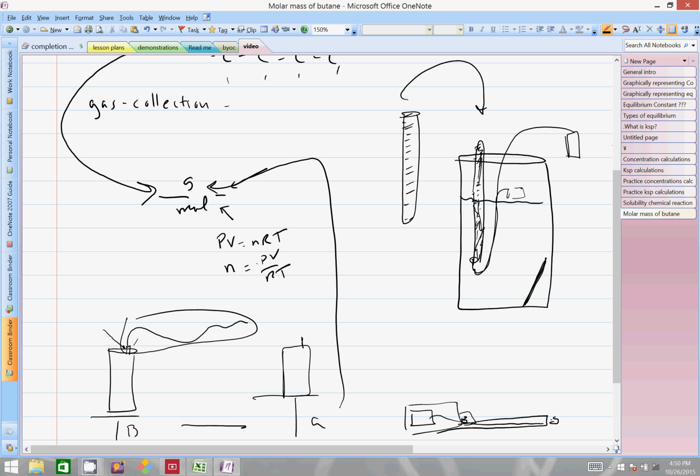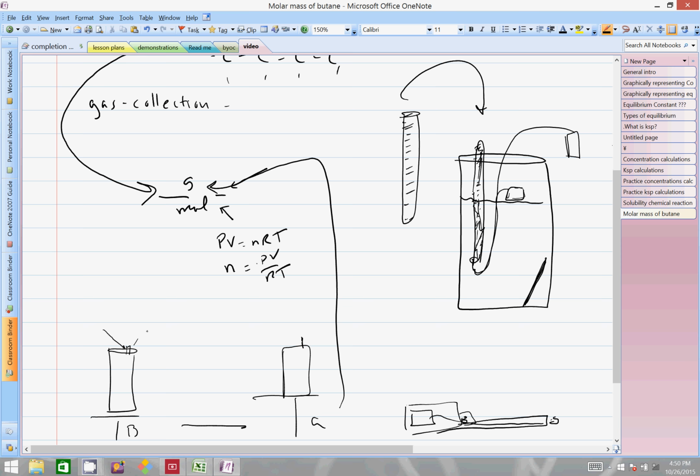You cannot submerge this thing because it is impossible to dry. Any amount of water will throw you off. So keep it dry. The tube can get wet, but then take the tube off when you're weighing it. Just weigh this container beforehand and weigh the container afterwards. Pretty simple there.